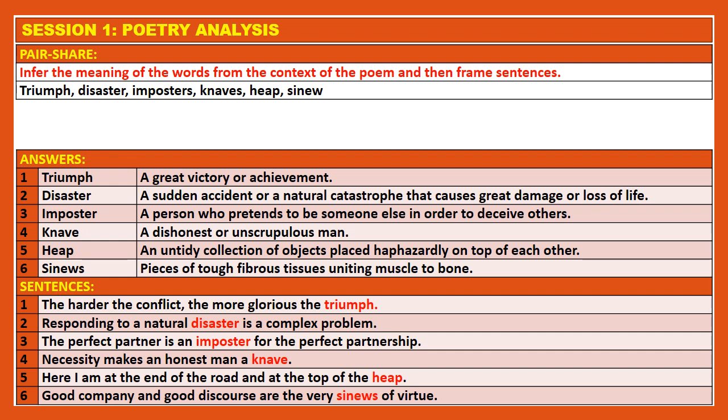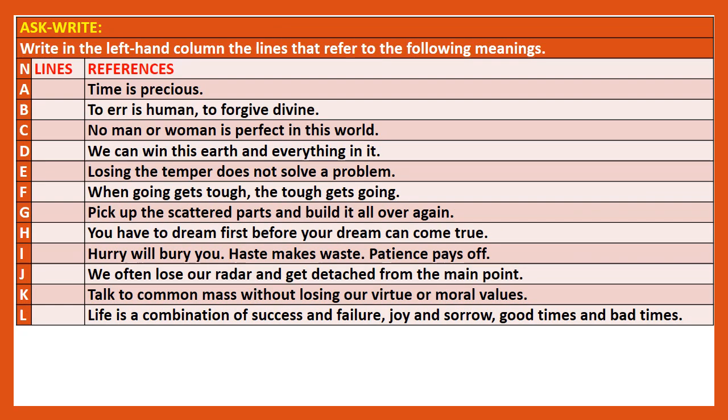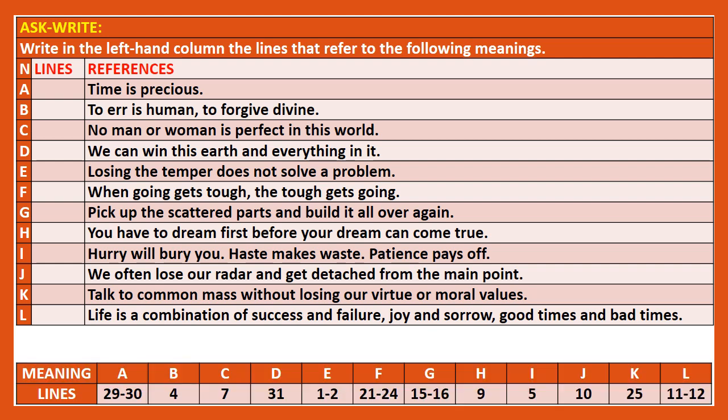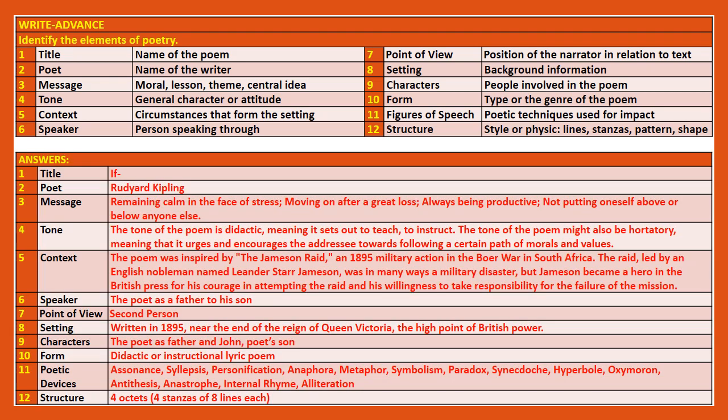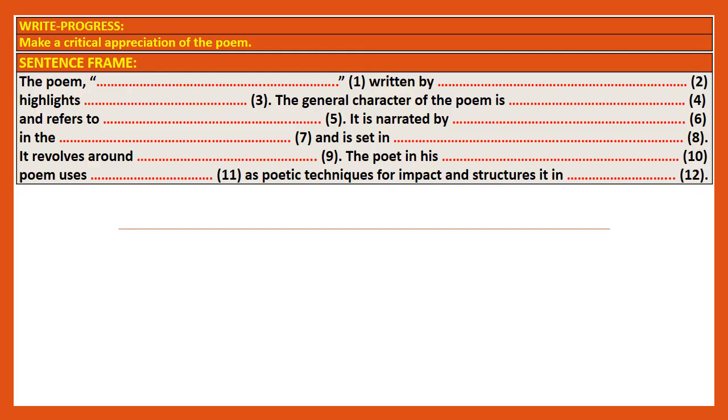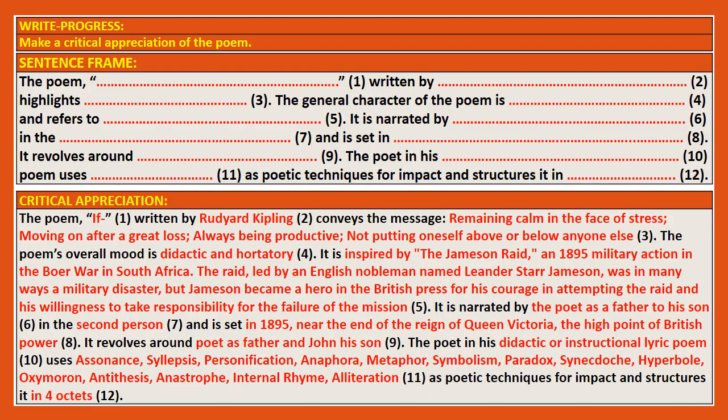Infer the meaning of the words from the context of the poem and then frame sentences. Write in the left-hand column the lines that refer to each of the given meanings. Identify the elements of poetry like message, tone, context, speaker, point of view, setting, form, and structure. Use the poetry elements that you have identified to write a critical appreciation of the poem.